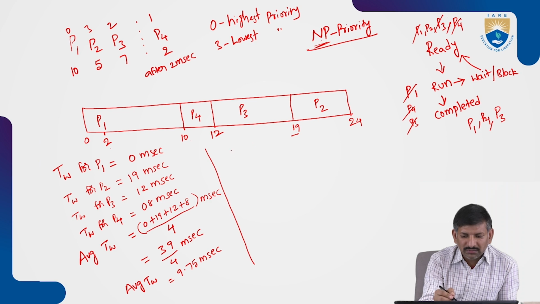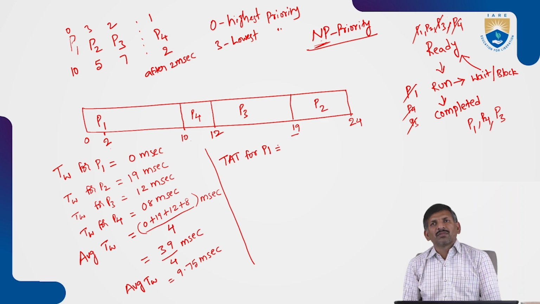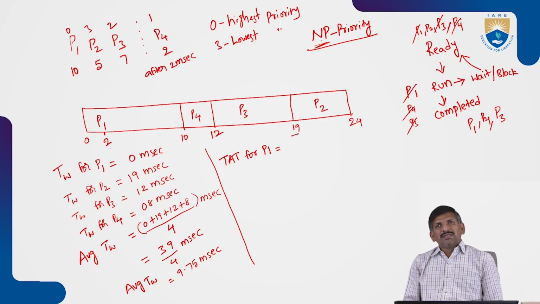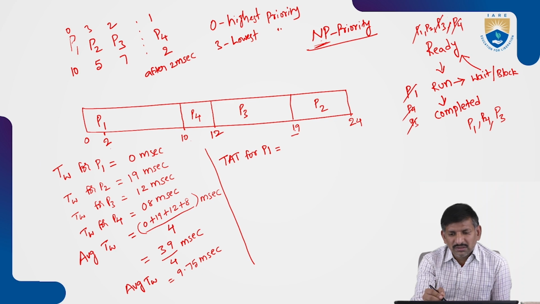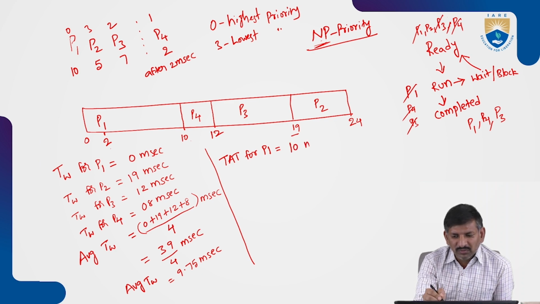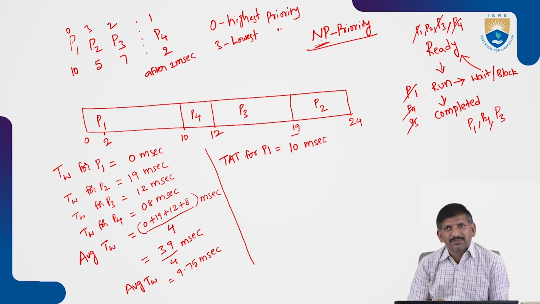Now calculate turnaround time for process P1. Process P1 enters the ready state at the time of 0 and its execution is completed at the 10th millisecond. So the total time taken by process P1 for completion of its execution is 10 milliseconds.